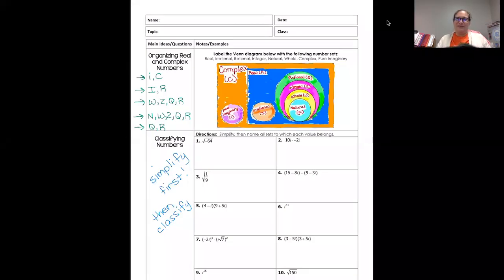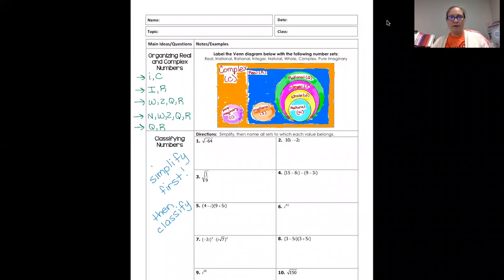Hey guys, one more video for today, and this is on organizing real and complex numbers, classifying complex numbers, and properties of complex numbers. As you see here in this diagram at the top of your page, it shows you the complex number system. So the complex number system takes care of all of your numbers, and then your real number system takes care of the numbers inside of the box there.